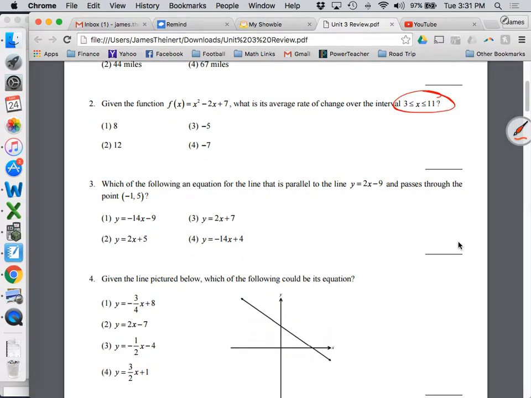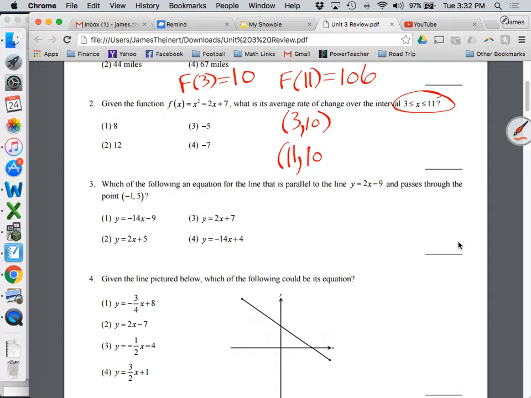If you plug in 3 into this function, f of 3, you're going to get out as a value 9 minus 6 is 3 plus 7, so you're going to get 10. And if you plug in 11 into this function, f of 11, that's 121 minus 22 is 99 plus 7 is 106. So you can pull out a second coordinate point, 11 comma 106.